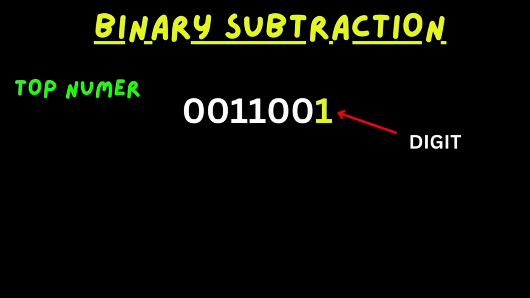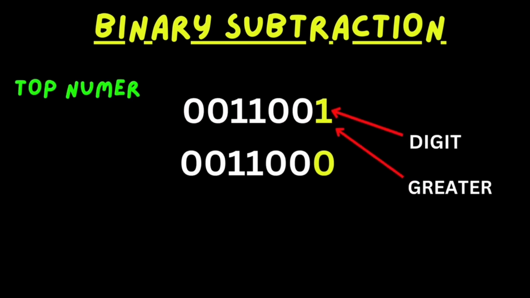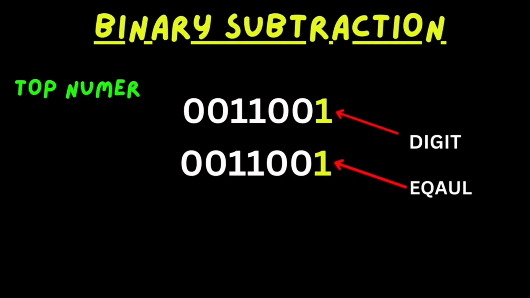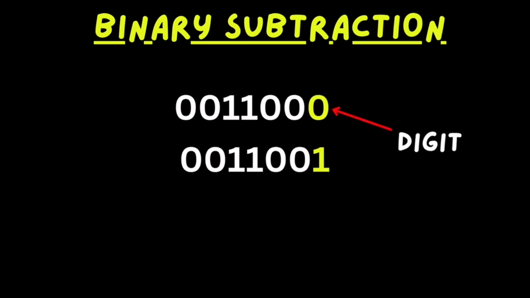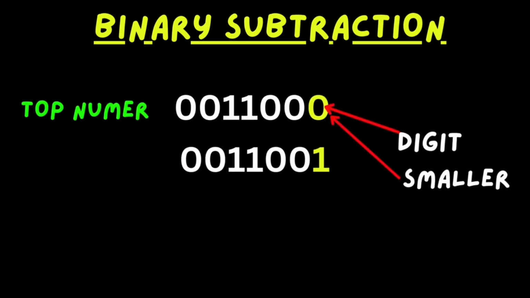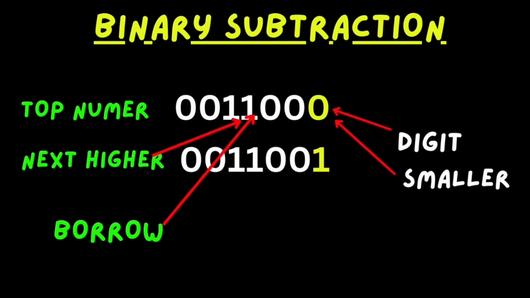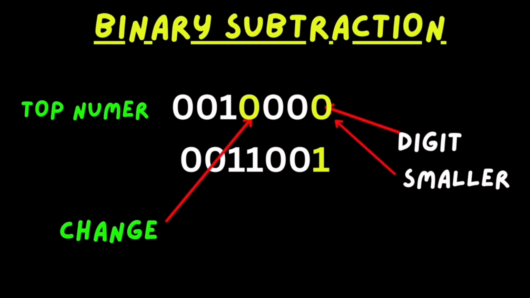If the digit in the top number is greater than or equal to the corresponding digit in the bottom number, we simply subtract as we normally would. But if the digit in the top number is smaller, we need to borrow from the next higher digit in the top number. To borrow, we look at the next higher digit in the top number. If it's a 1, we can change it to 0 and add a 1 to the current digit we're working with. If it's a 0, we need to keep on borrowing until we find a 1.